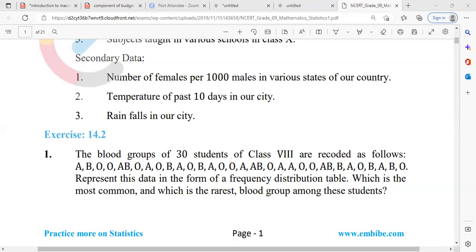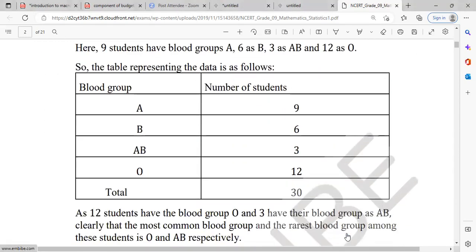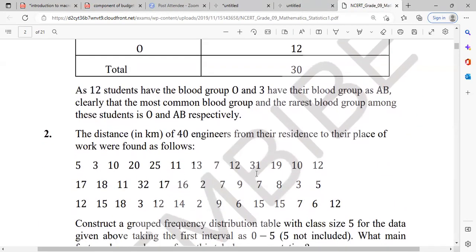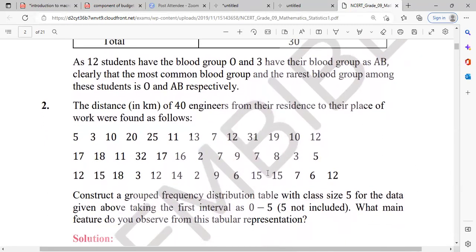Ma'am, done. Okay, so let's just check what you made. So it looked like this: A 9, B and AB and O 12, right? So your answer was right. That O is basically the most common one, and the rarest one is AB. Okay, now this one you can see. Read this very carefully. Read it and first tell me what they are asking.